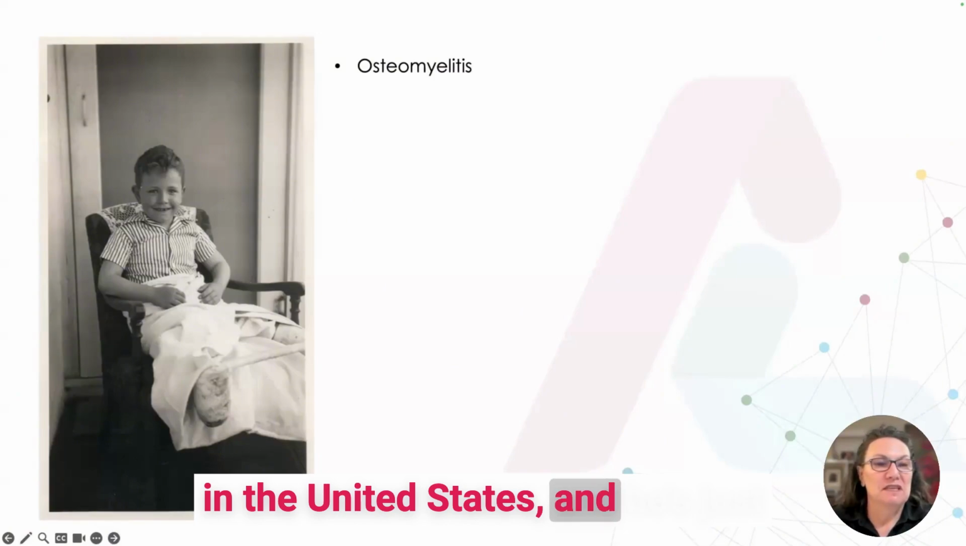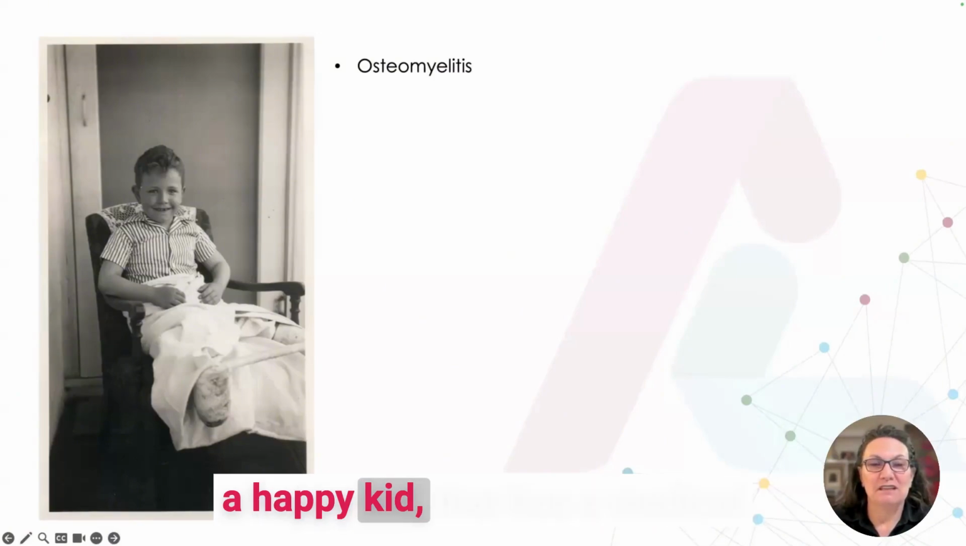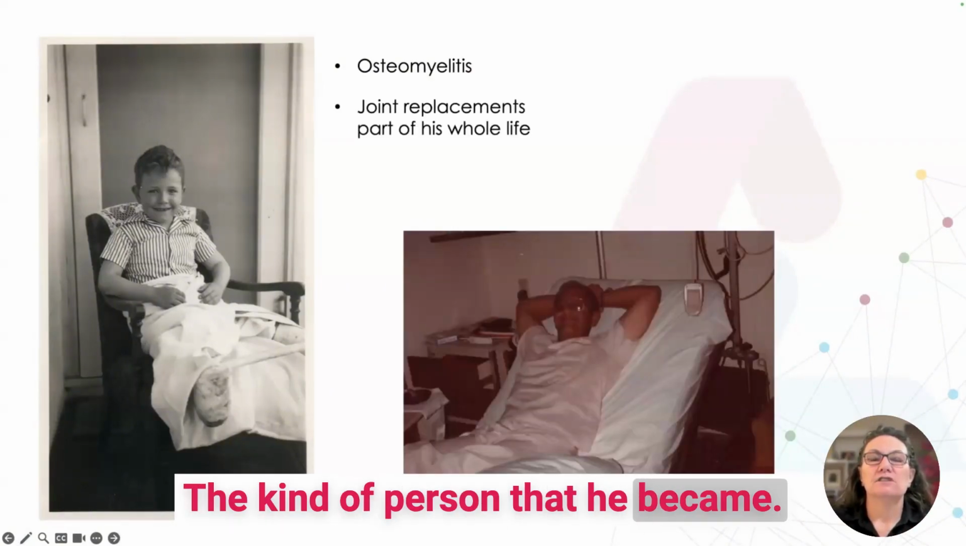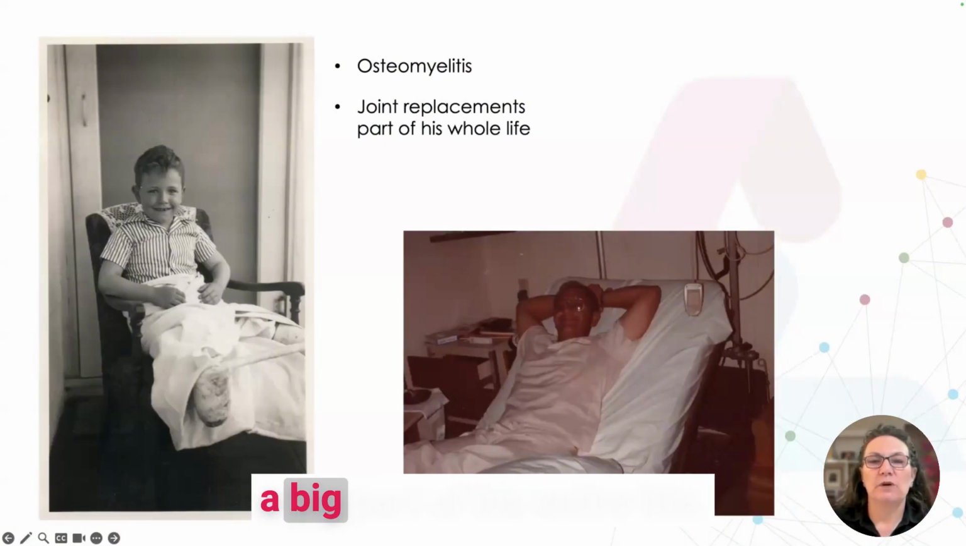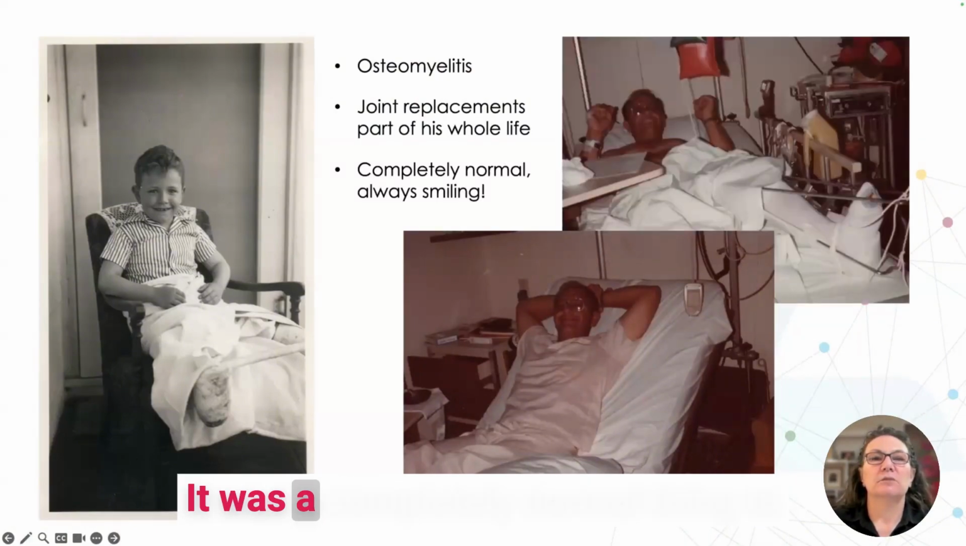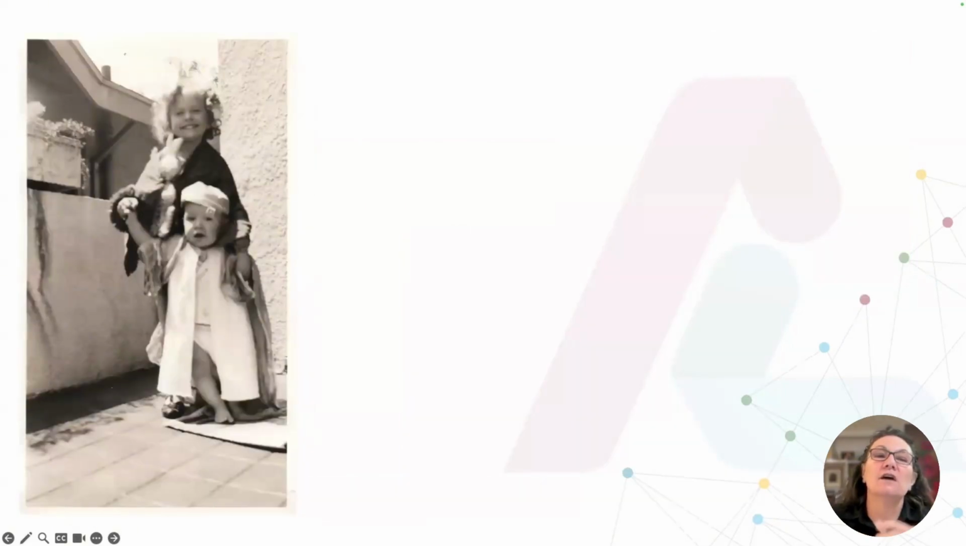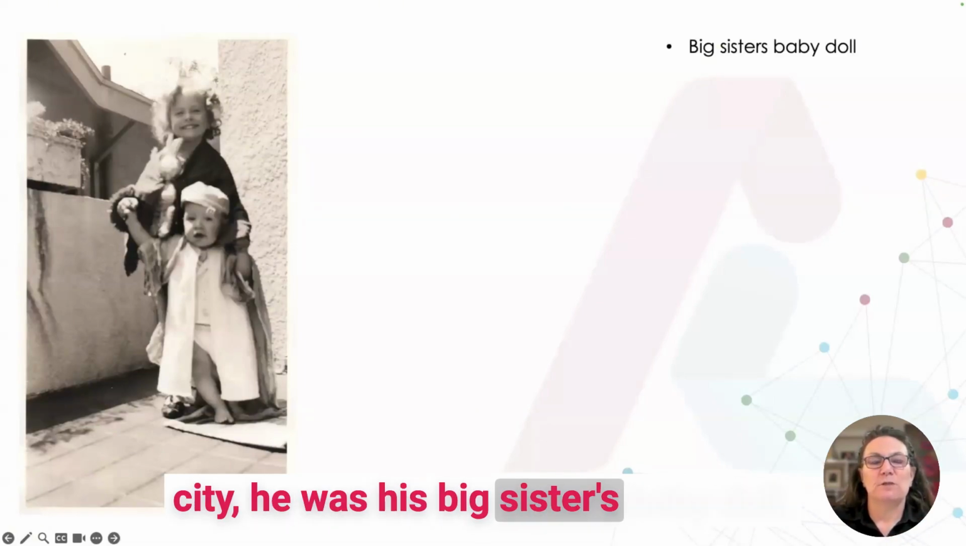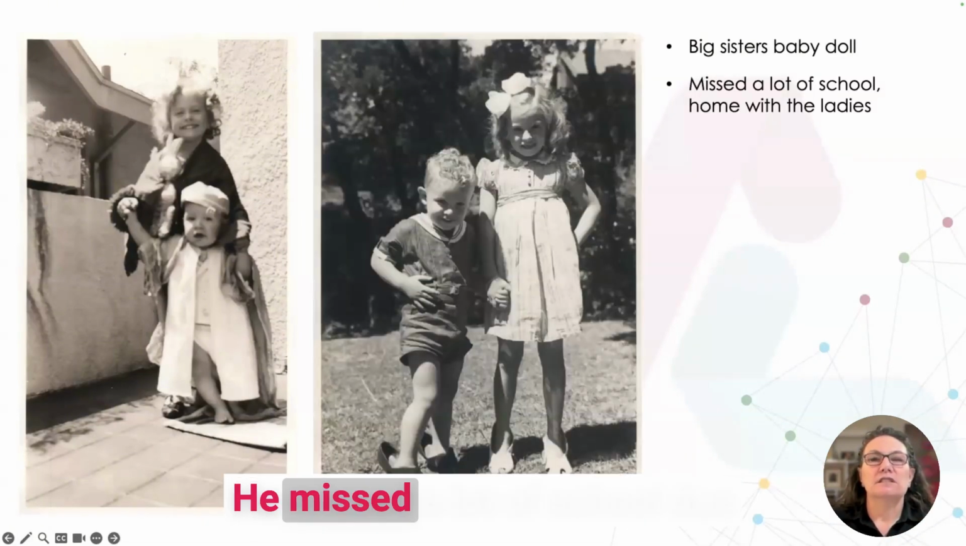And he's just a happy kid that has a medical condition that is going to cascade through who he is and what he does, the kind of person that he became. So joint replacements were a big part of his entire life. It was a completely normal thing to him and to us, and he was always smiling throughout the events. Being a little guy growing up in the city, he was his big sister's baby doll. He missed a lot of school due to his medical condition.